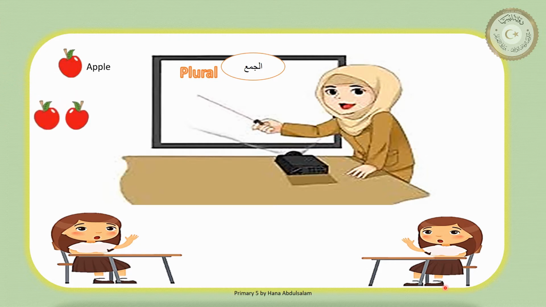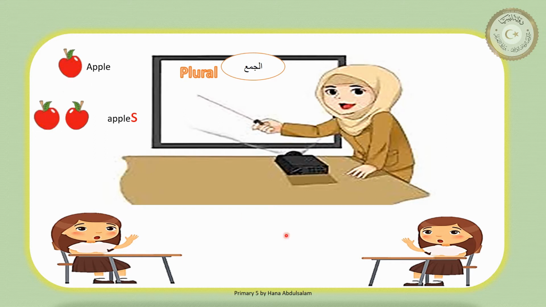Okay. What are these? These are apples. How many apples here? One, two. So can we write apple? No, we write apples. Why apples? Because we have here two apples. So one apple, but two apples. So what do we add here? We add S. Why S? Because it is a plural. So in a plural, we add S. So one apple, two apples.